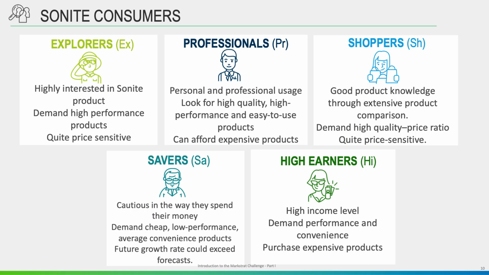The sonite segments are already defined for you, which is quite handy. You just need to figure out what product specifications these consumers prefer. There are 5 different segments you can target: the explorers, the pros, the shoppers, the savers, and the high earners. There's a little bit of information here on this slide, but there's quite a bit more in the materials associated with the simulation, and you'll be able to access a wealth of market research about them as well.